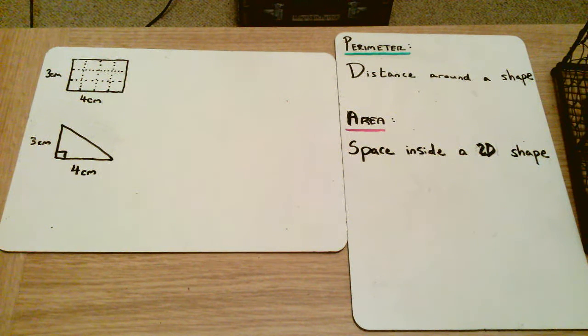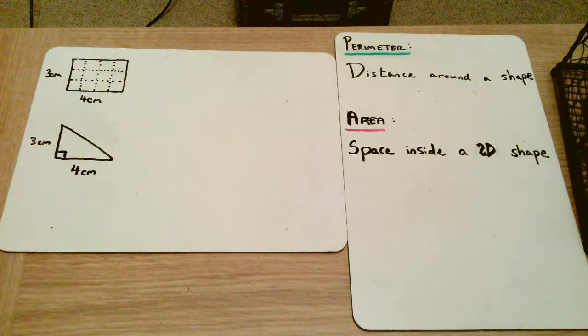Okay, everyone, we're now moving on to our video for the area of a triangle, and we're also going to touch a little bit on perimeter as well. In front of us, we've got the two definitions for perimeter and area, which we saw in the last video. The perimeter is the distance around a shape, and the area is the space inside a 2D shape.